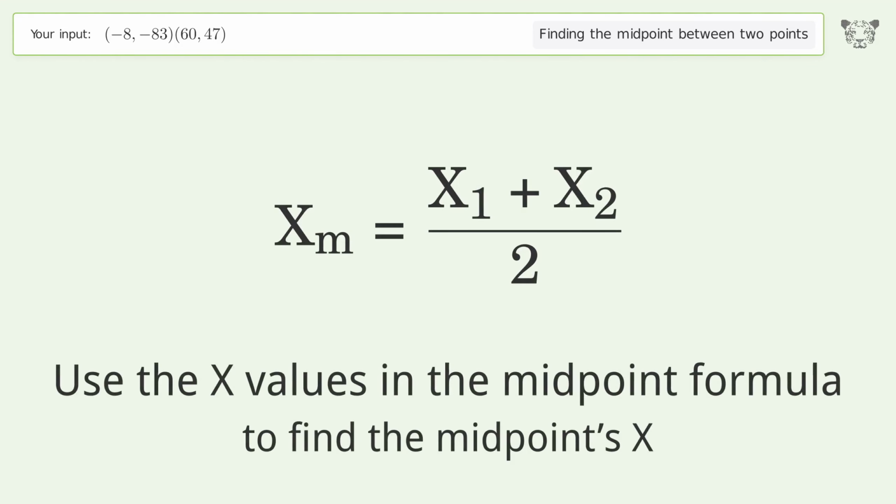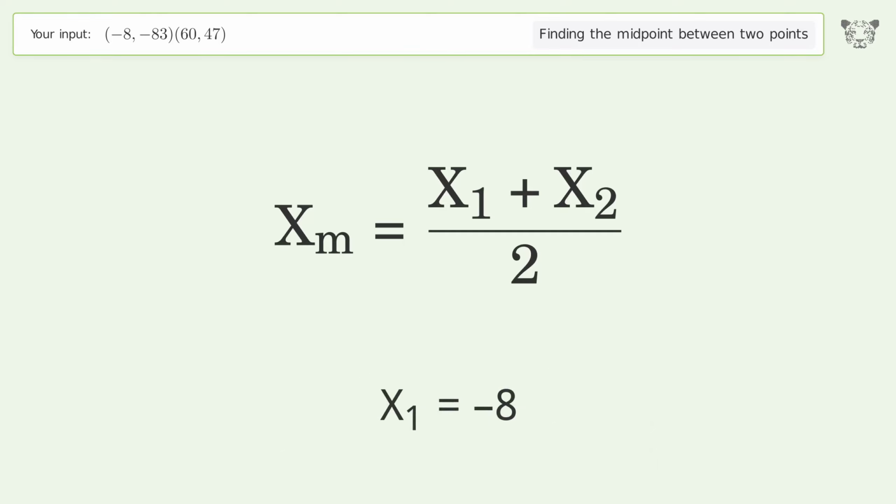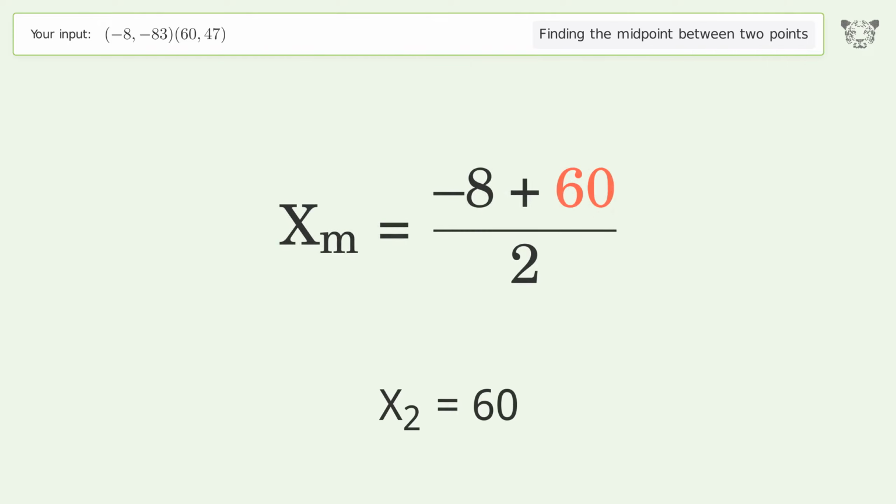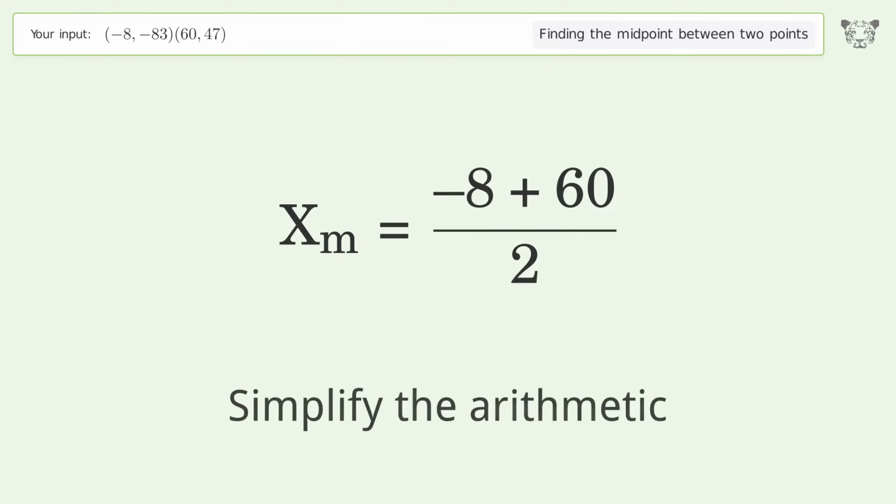Use the x values in the midpoint formula to find the midpoint's x. x1 equals -8. x2 equals 60. Simplify the arithmetic.